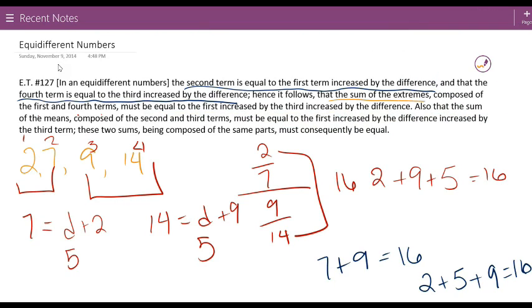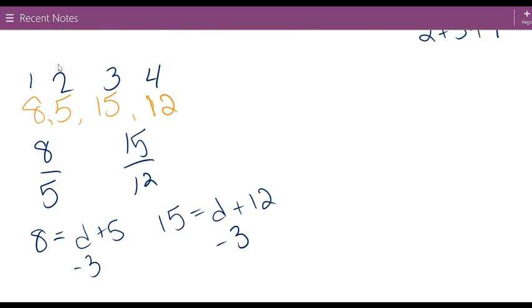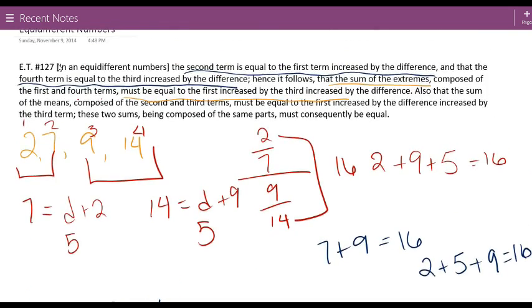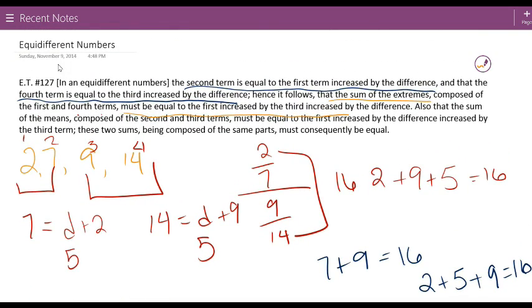Hence it follows that the sum of the extremes must be equal to the first increased by the third increased by the difference. So we have 8, 5, 15, 12. So we have 8 and 12. 8 plus 12 is 20. Let's check. The sum of the extremes composed of the first and fourth terms must be equal to the first increased by the third increased by the difference.